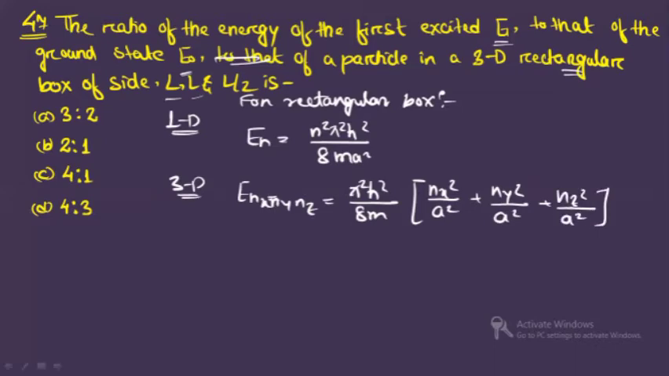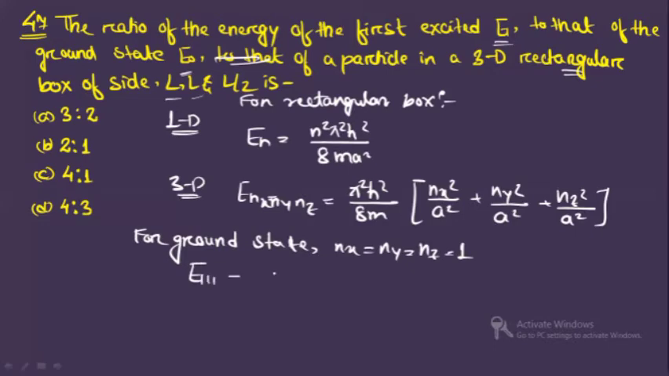Now first we will find the energy for the ground state. For ground state, what we know in case of this rectangular box, nx equals to ny equals to nz, it is equals to 1. So the energy for the ground state will be equals to pi square h cut square by 8m. So all the numerators will be only 1, 1 square is 1. So the first will be L square.